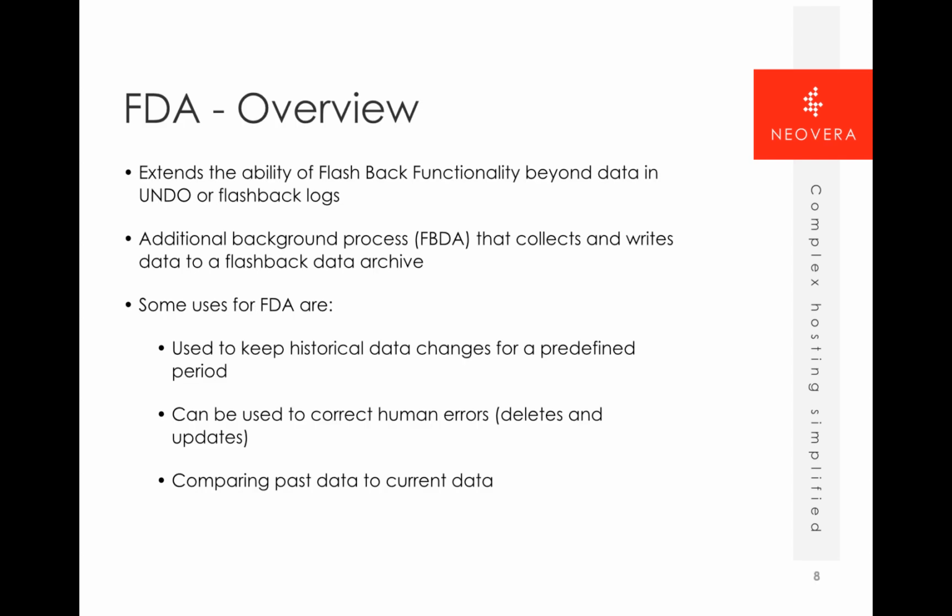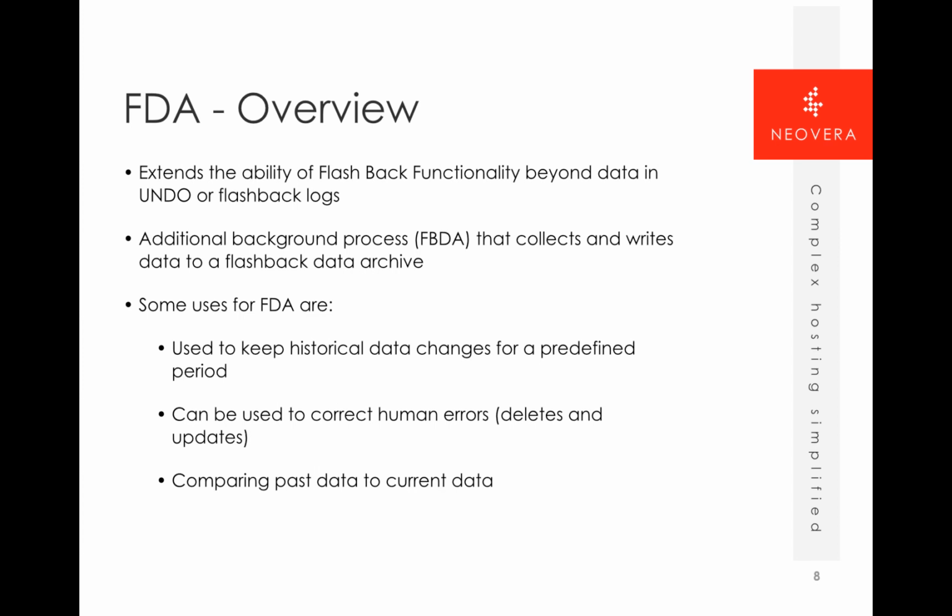So a quick overview on Flashback Data Archive. It extends the ability of the Flashback functionality, which you already have in previous versions with Flashback query, transaction, and things like that. But it actually goes beyond the data that's in the undo or Flashback logs. There is an additional background process that's created that collects and writes the data to a Flashback data archive that you've created. Typically what it does is it grabs the data from the undo buffer, and it can grab it from there, so that's pretty fast.